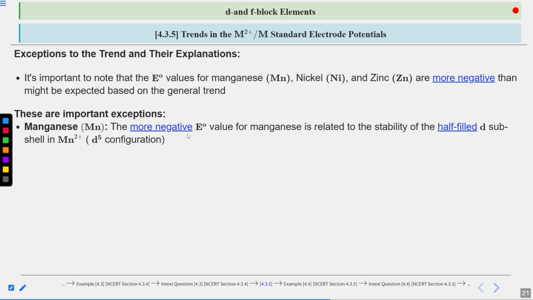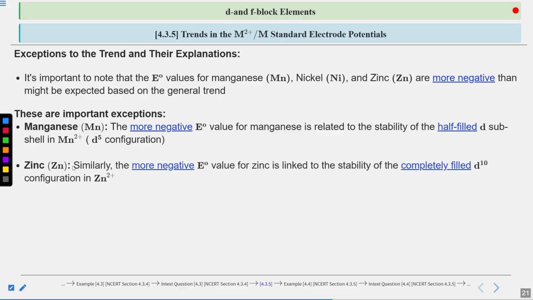The more negative E naught value for manganese is related to the stability of the half-filled d subshell of Mn2+, that is the d5 configuration. Manganese has a d5 configuration in the 2+ state, which is why its E naught value is more negative. That means it wants to convert to Mn2+ to attain the half-filled d subshell and become stable.